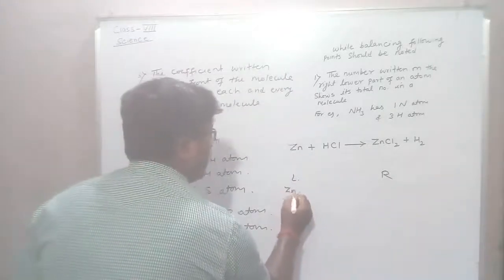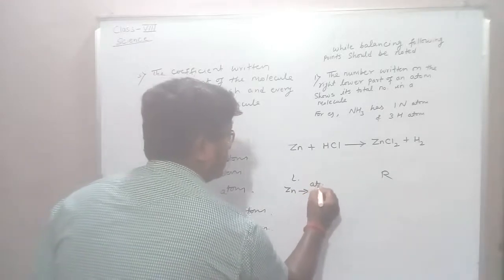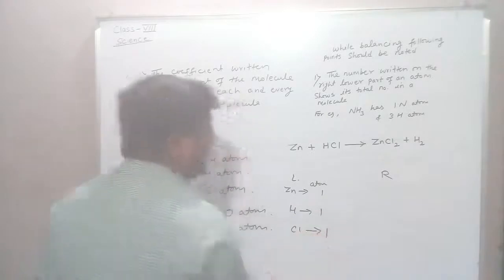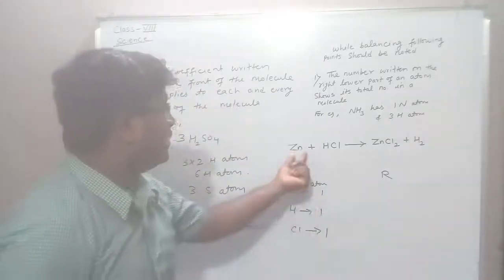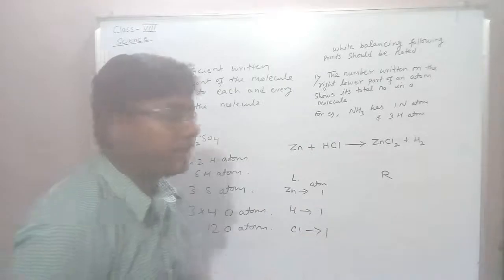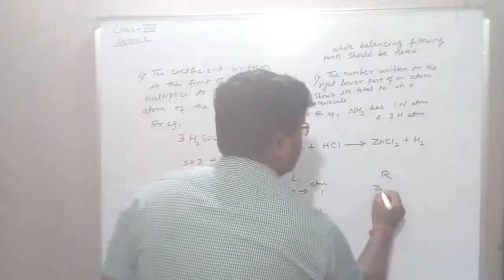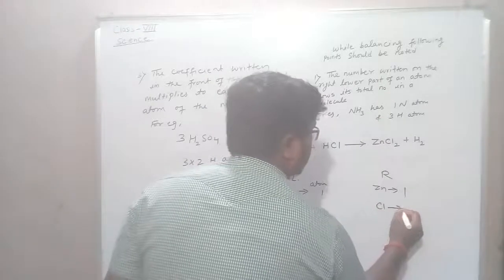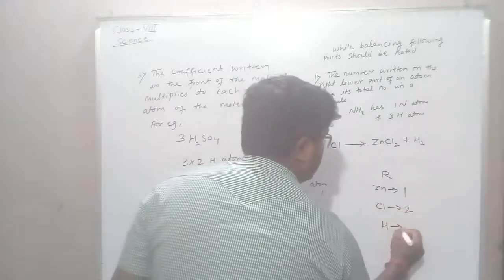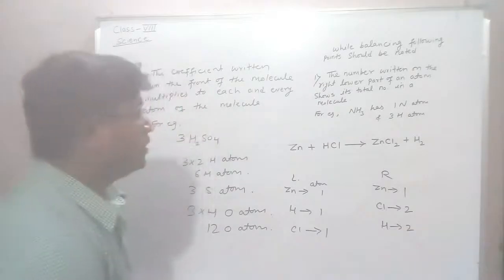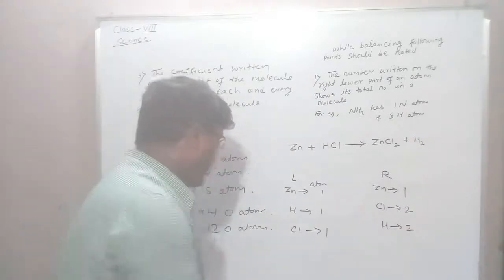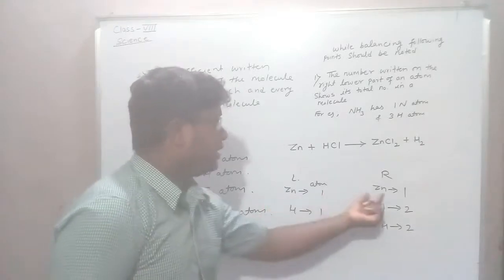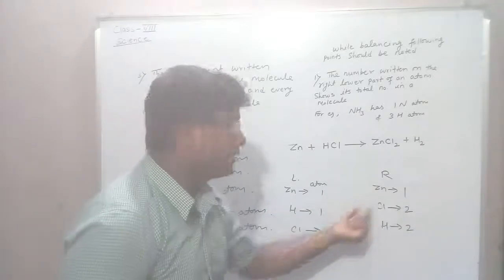So for zinc, how many atoms are present? The number of atoms is 1. Hydrogen has 1. Chlorine has 1. I have counted all the atoms present on the left hand side. Now on the right hand side, zinc is 1, chlorine is 2, hydrogen is 2. So what we have to do now is balance it. Zinc is 1 on the left, and on the right hand side zinc is also 1, so it is balanced.